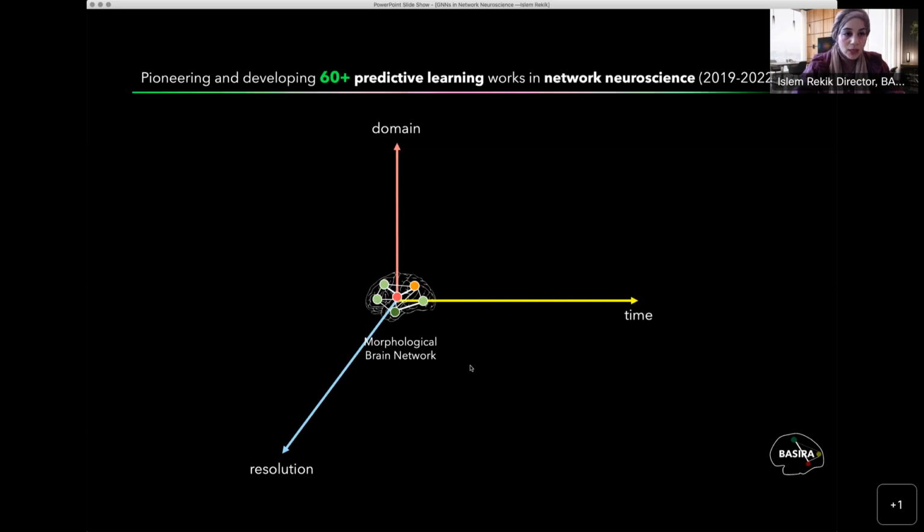Okay, so we have developed more than 60 works to design this, what we call predictive learning in network neuroscience. And this is predicting brain networks across different domains, time, and resolution.